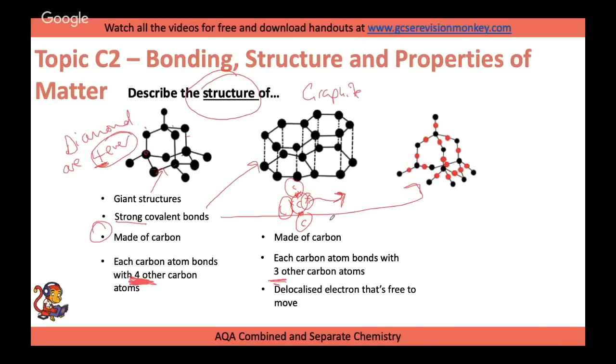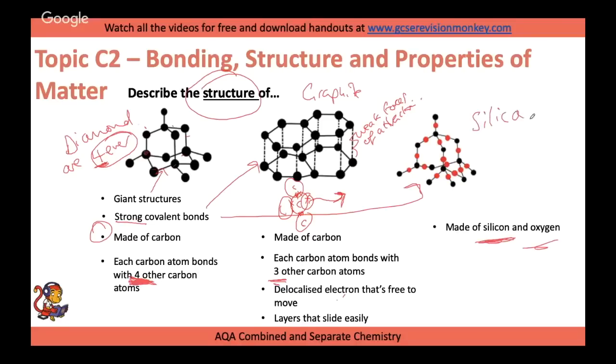The graphite, let's add this bit, the graphite has layers that slide easily, and between the layers you have weak forces of attraction, which means that they can slide very easily. Silicon dioxide then is made out of silicon and oxygen, and is sometimes called silica or silicon dioxide.